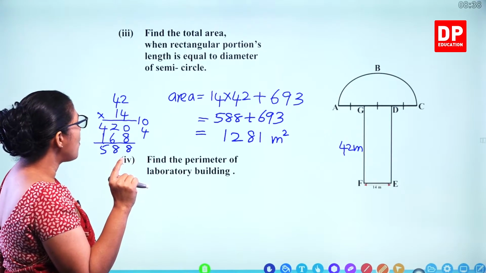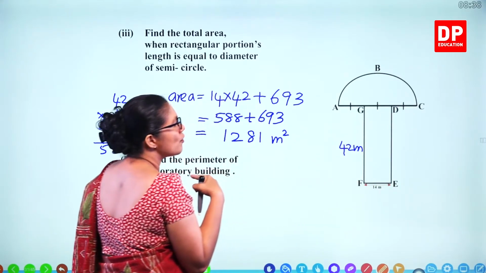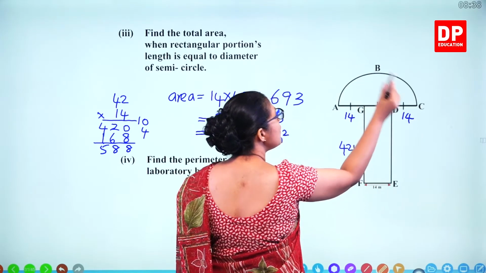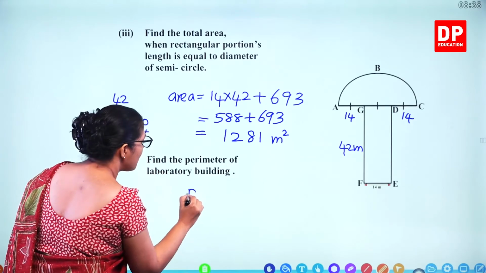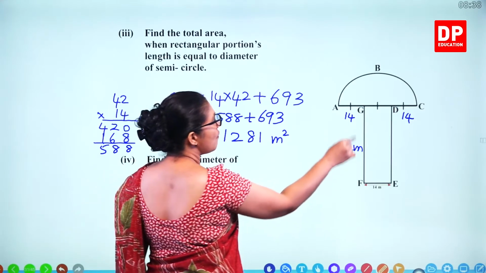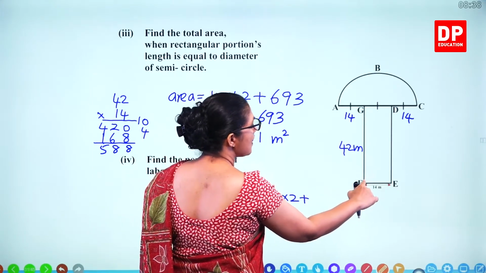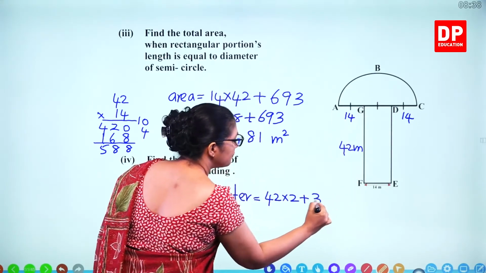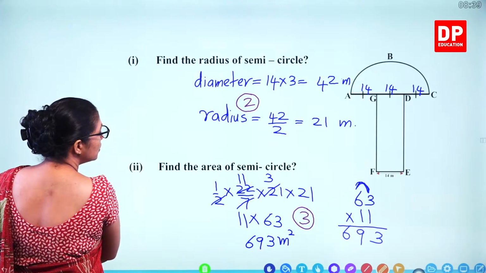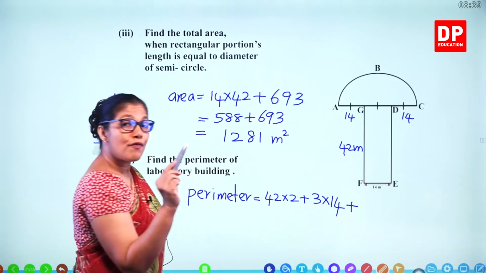Find the perimeter of the laboratory building. So, perimeter means outer length. So, you have to find out the outer length. So, if this is 14, this is 14, this is 14. And we found out the arc length. So, easily you can find out the perimeter. 42 times 2. How many 14s are there? 1, 2, 3. And the arc length. So, what was the arc length we found before? We didn't find arc length. So, we have to find out arc length for that. So, how do you find out the arc length?